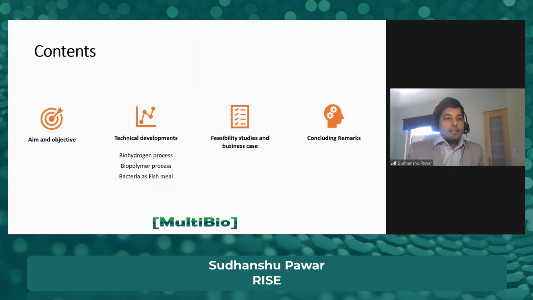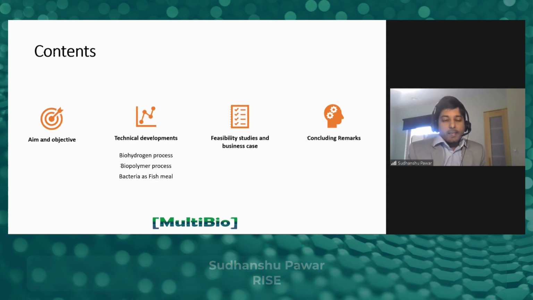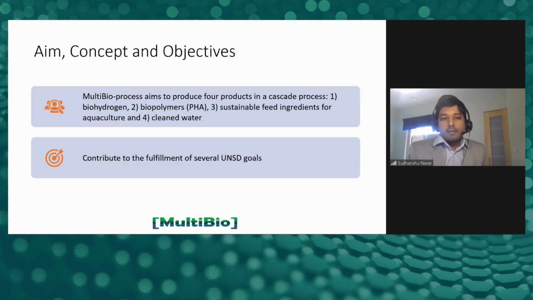So then I will first talk about the aim and objective of this project, technical developments we managed to make in different areas, and feasibility studies, and eventually concluding remarks and future continuation of this project. So the aim, simply, Multibio wants to produce biological hydrogen, biopolymers, and sustainable feed ingredients for aquaculture or fish production, and eventually clean water in a cascade process.